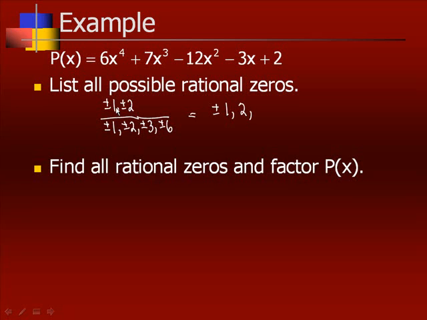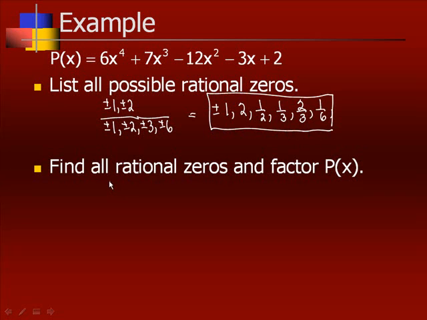1 over 2 would be 1/2. 2 over 2 would be 1, but we've already got that one listed. 1 over 3 would be 1/3. 2 over 3 would be 2/3. 1 over 6 would be 1/6. So these are the only possible rational zeros that we would have to consider. Now, the question says, find all rational zeros and factor P of x. Well, we know there's at most 4 solutions.